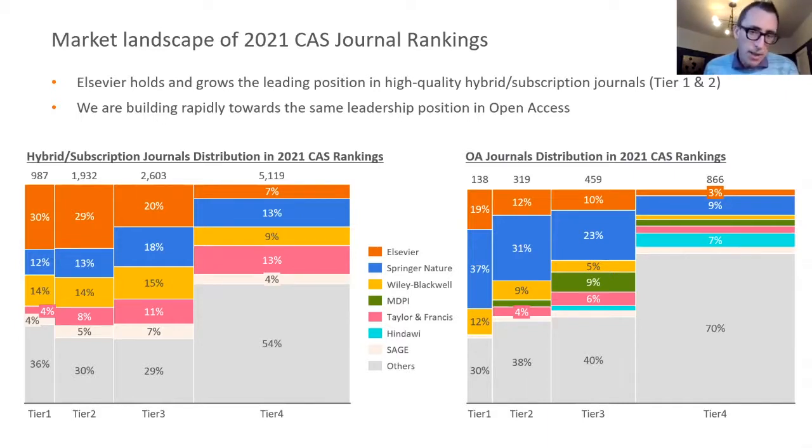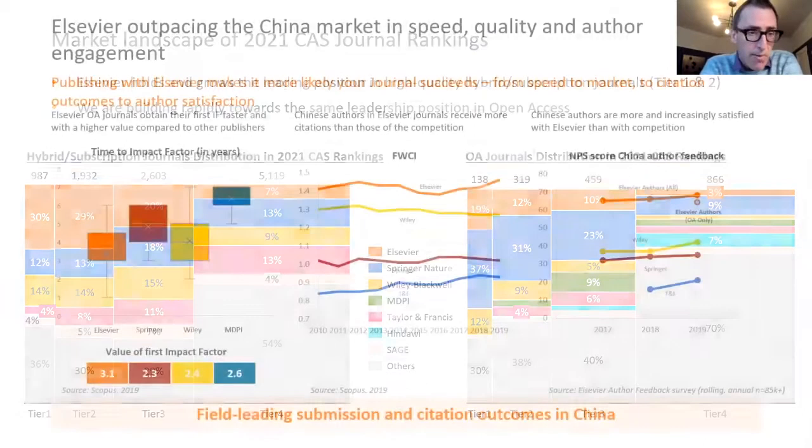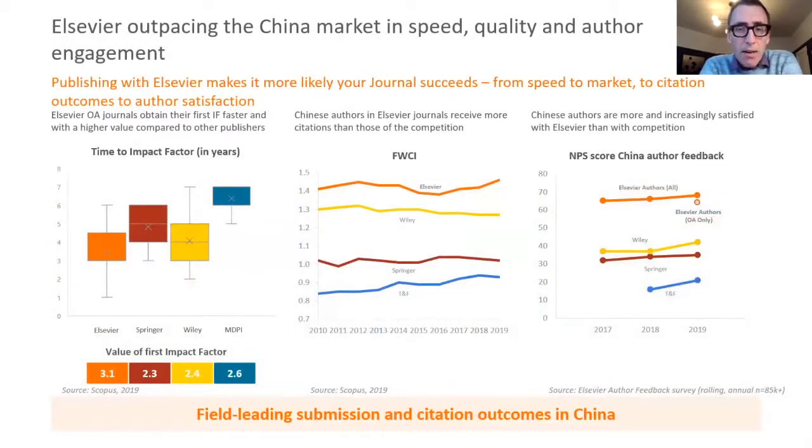And we've been catching up rapidly with many of you on that journey with us over the last 2 to 3 years, looking to replicate the same kind of proportions that you see on the left-hand side on the right. And then going to the next slide, just a couple of snapshots, 3 snapshots in fact, of what China sees when it looks at Elsevier.